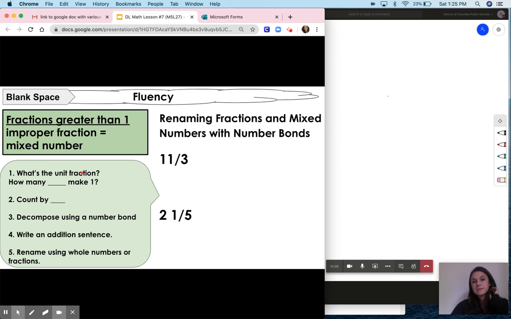Here are the steps to renaming fractions and mixed numbers with number bonds. If you need to review those steps, take some time, keep pausing while you're doing the work. Remember that fractions greater than 1 can be in the form of a regular fraction, sometimes called improper fractions if they've got a numerator bigger than the denominator, or in mixed number form. Same two fractions in different forms.